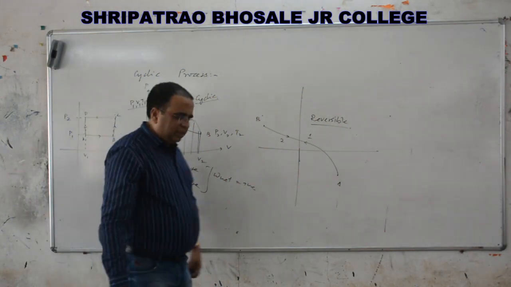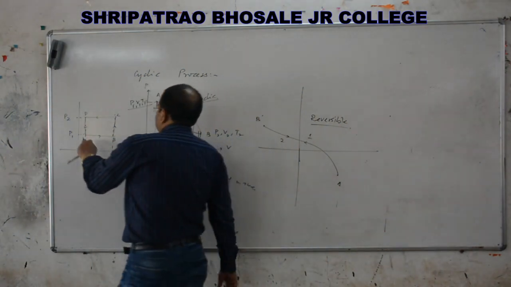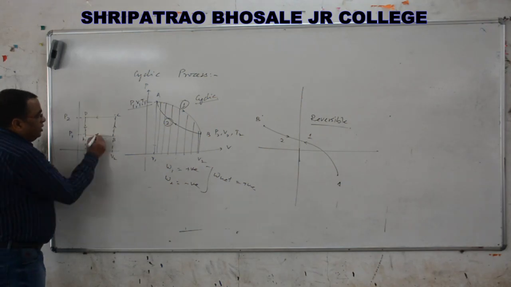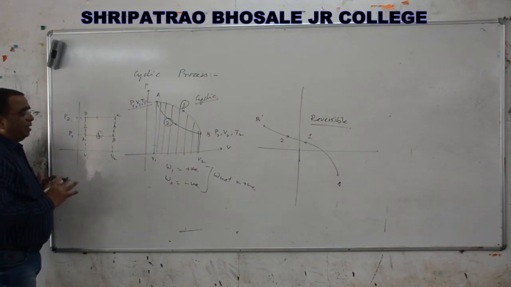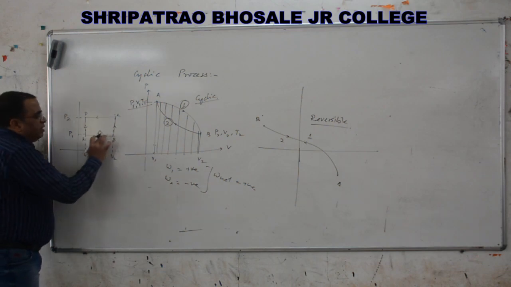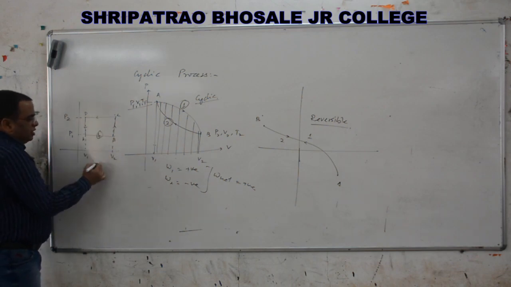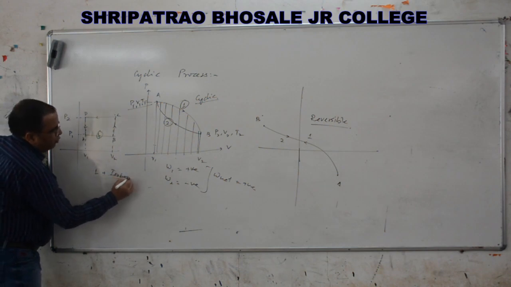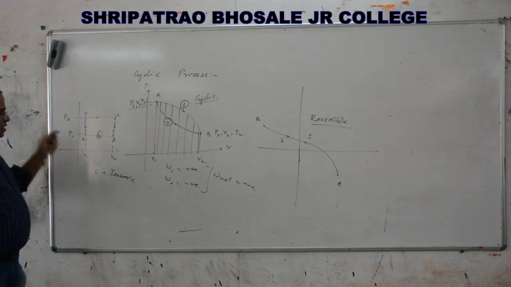Now this is a cyclic process, because the system starts from one state and goes through four different thermodynamic processes, right? First one, as you can see easily, here pressure is constant. So process number 1 is what kind of process? Isobaric process, right? Pressure is kept constant.